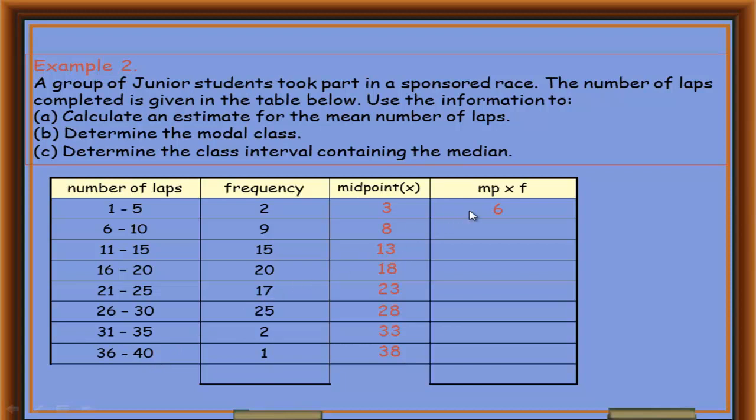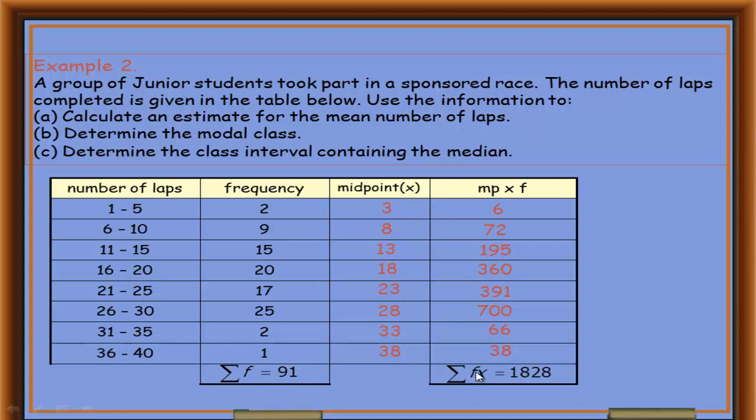Therefore, midpoint times frequency gives the total for each class. 2 times 3 is 6. 9 times 8 is 72. 15 times 13 is 195. 20 times 18 is 360. 17 times 23 is 391. 25 times 28 is 700. 2 times 33 is 66. 1 times 38 is 38. Therefore, the summation of the frequencies is 91.